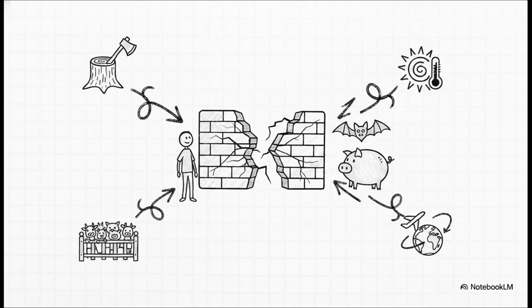So, the crucial point here is that we need to zoom out from the microscopic level for a second and look at the massive global forces driving these spillovers. These diseases, they don't just jump on their own. Human activity is actively forcing these crossovers to happen more and more frequently.